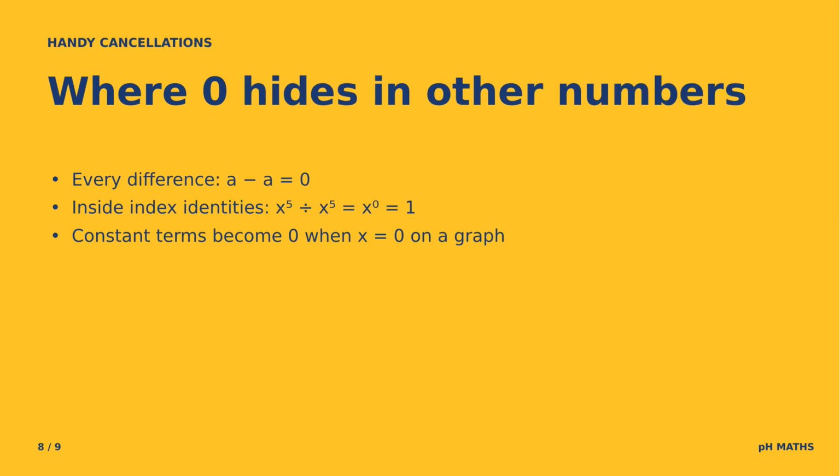Where 0 hides: a minus itself is 0. Any difference of a thing with itself, inside index identities. x to the 5th divided by x to the 5th equals x to the 0, which is 1, meaning the whole fraction reduces to 1. And on any graph, every constant term becomes 0 when x is 0. Spot a 0 hiding inside a problem and you've often spotted a shortcut.